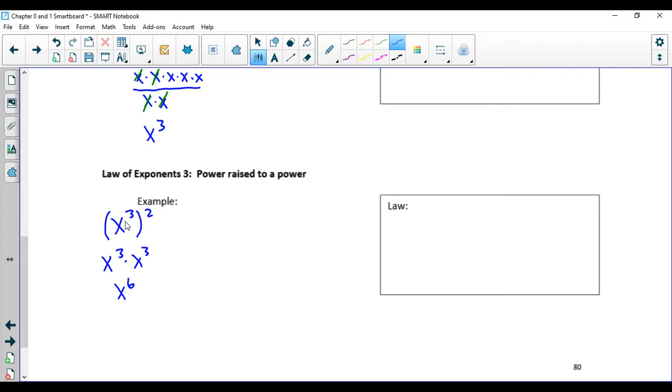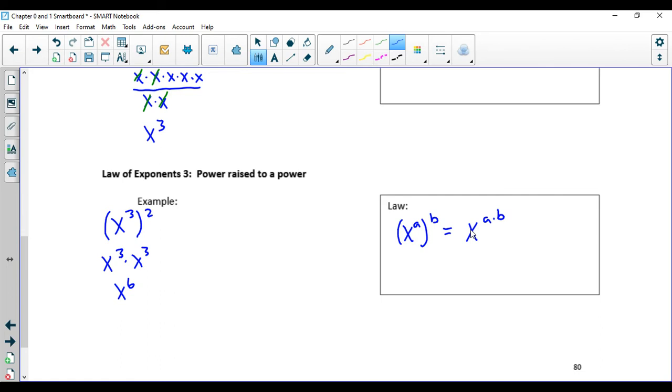Now, the shortcut here is I don't want to have to write this like this next time. So how do I get to 6 from 3 and 2? Well, I multiply those numbers together. So there's our shortcut. If I have x to the a raised to the b power, I can keep that single base of x and just multiply my exponents together, x to the a times b power.